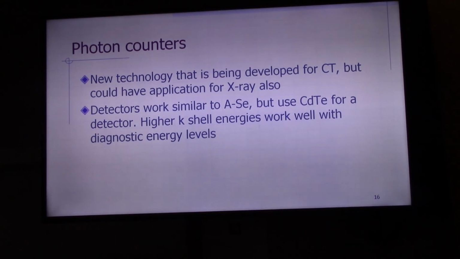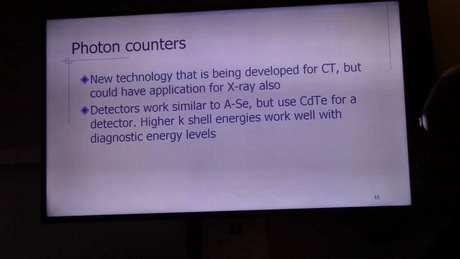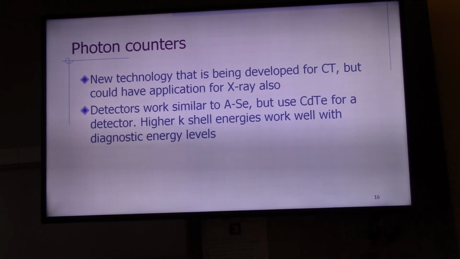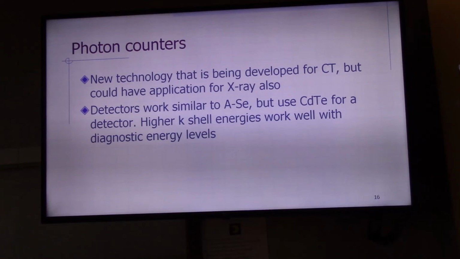Now, there is a bright side. There is some new technology coming along. There's a couple different units in the United States. One of them happens to be at Duke University Hospital right now. But these are photon counting CT units. These things use a very, very high purity cadmium telluride compound for a detector. These have higher K-shell energies that work well with CT. They probably would work really well with flat X-ray too. So this stuff is coming. It's going to be here.